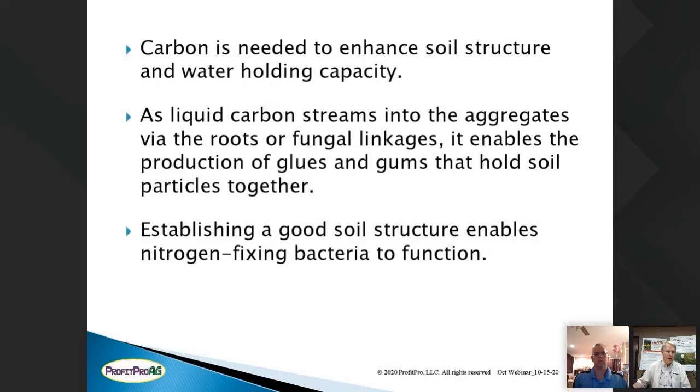The other thing that carbon does is it's a home for the microbes, and it has negative and positive charges that hold nutrients. So it's really critical to having a healthy crop production system when we look at it. And of course, we know that the carbon streams out of the root and also from fungal leakage.